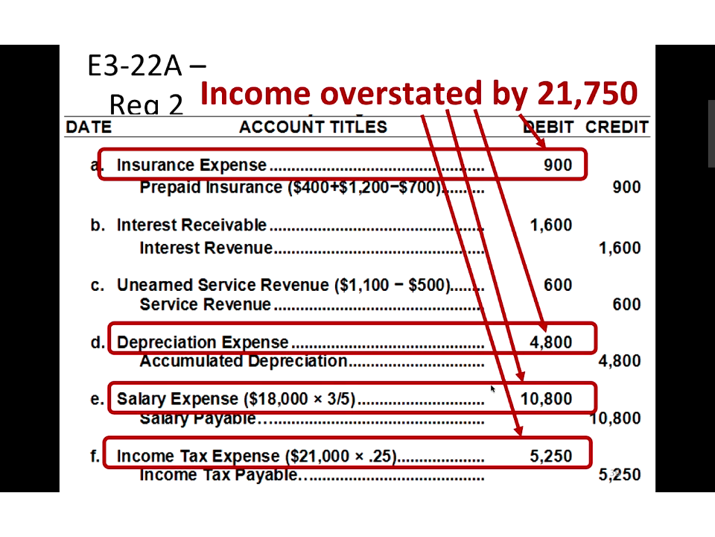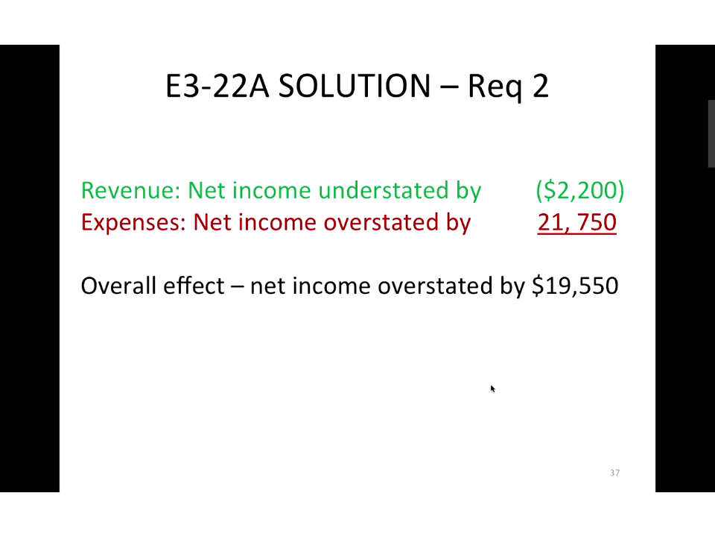Okay, so I have my revenue adjustment and I have my total of the expenses. Expenses reduce income, so if I didn't make those expense entries, my income would have been too high by the total of those. Revenue would have been understated by $2,200. Net income would have been understated if we wouldn't have recognized that.